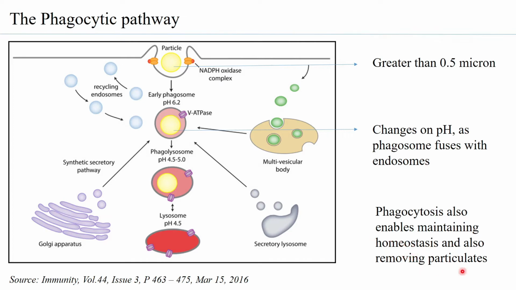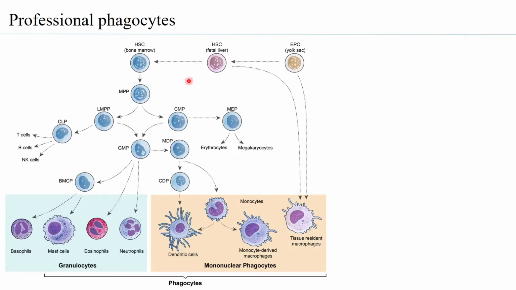And what has been observed is that they are also able to engulf damaged cells or injured cells, thereby again maintaining homeostasis. Now, there are phagocytes which are considered to be professional phagocytes. That is basically their primary role is to ingest and degrade the particulate matter.